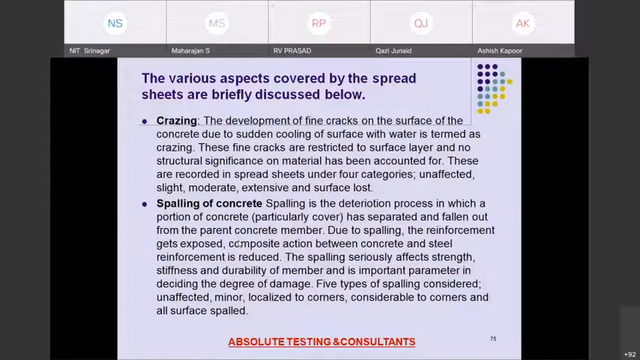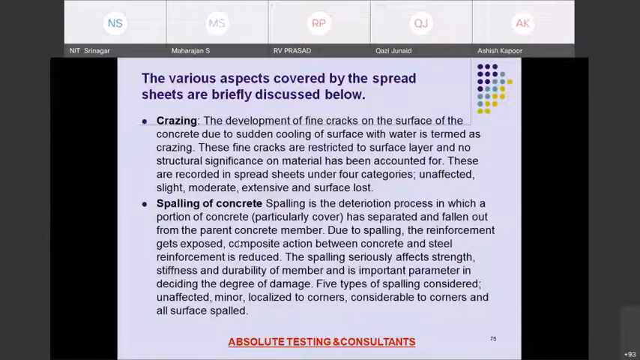But you have to make sure whether these are crazing cracks or structural cracks. To find out, you have to conduct non-destructive testing. Ultrasonic pulse velocity gives you the value of whether these cracks are deep into the structure or are surface cracks only.